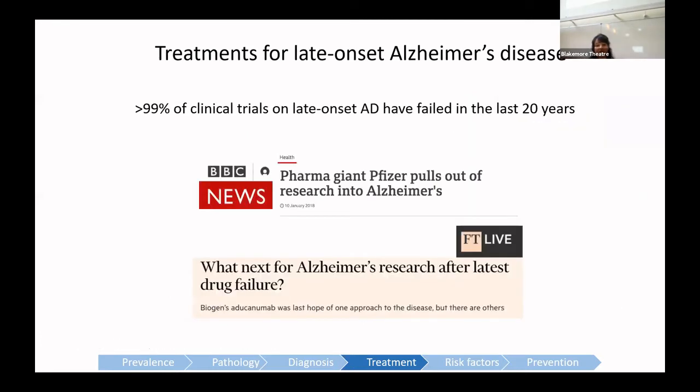But this drug aside, we have not had a success like this in the last 20 years. Because of that, many pharma companies are pulling out of funding Alzheimer's disease clinical trials. And this is really hard hitting, especially in light of the statistics that I showed you earlier: the fact that we are all getting older, we're living longer, and dementia is a real concern.